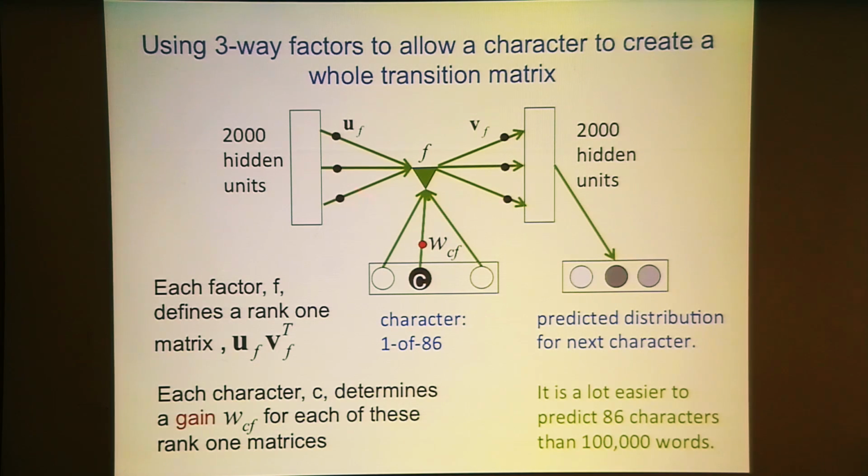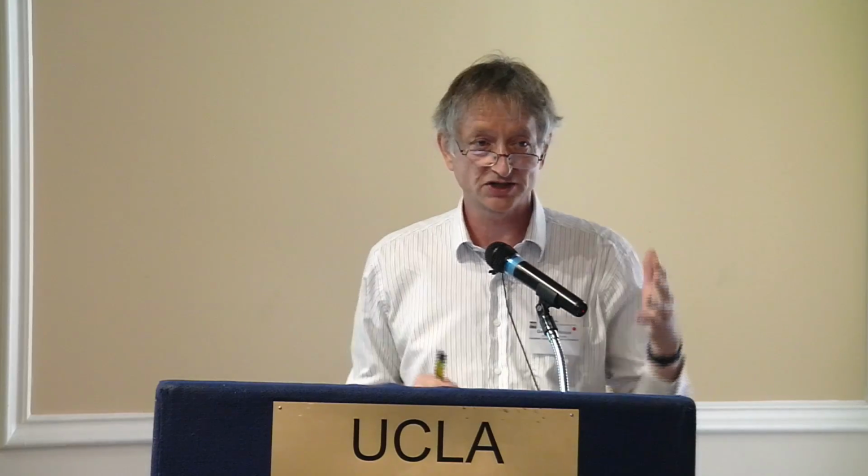Another way of thinking about this is to take the outer product of this weight vector and this weight vector to get a square matrix that has 4 million entries but only has 4,000 degrees of freedom. It's a rank 1 matrix, and each of these factors is a rank 1 matrix. What a character does is put weights on a bunch of rank 1 matrices to synthesize a matrix with much higher rank by adding together all these rank 1 matrices.